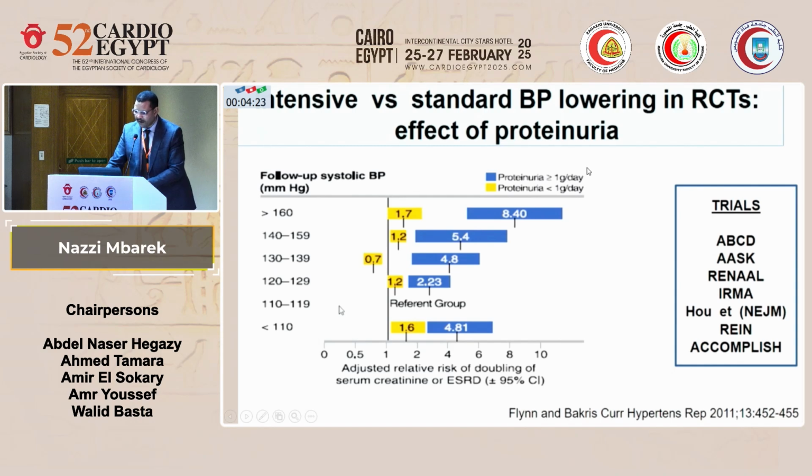If you have proteinuria which is more than 1 gram per day, at this time you see that the level must be around 120, 130. This is the best, where we have the benefit of intensive treatment. And if you go up to more than 160, the risk is very important. And lower than 110, it's more important also.